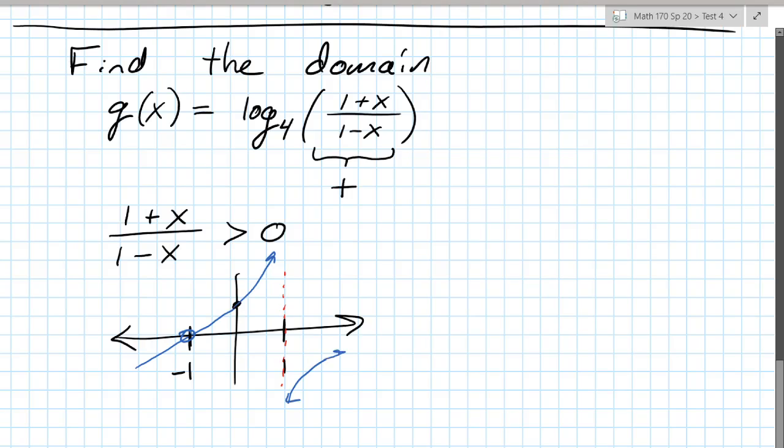So what is our solution? Our solution is, when is this positive? It's positive when x is between negative 1 and positive 1. Notice that we can't include negative 1 in this problem because it's strictly greater than. If x is equal to negative 1, this would equal 0, and what happens to a log of 0? Well, that's where it's undefined, and we have a vertical asymptote. So our domain is from negative 1 to 1.